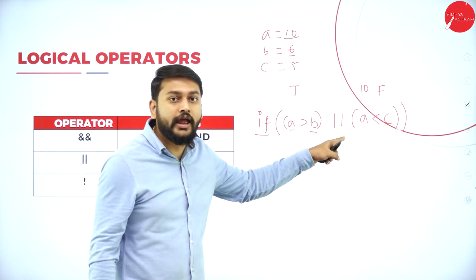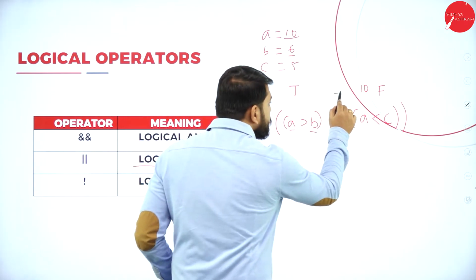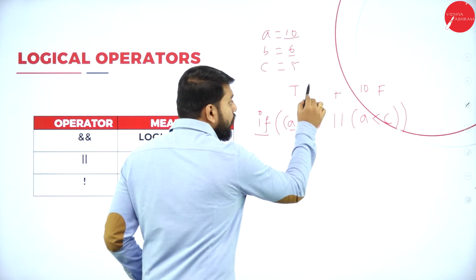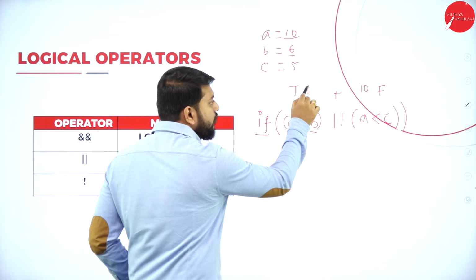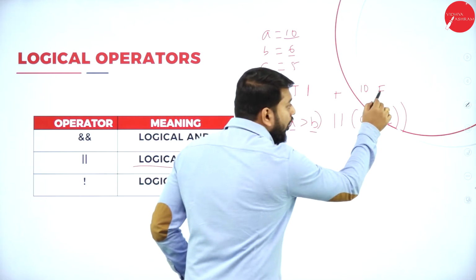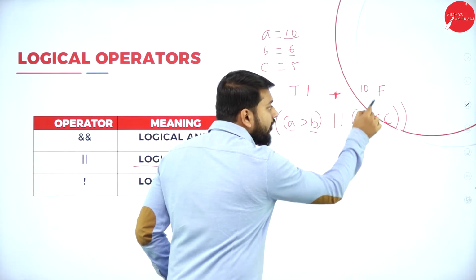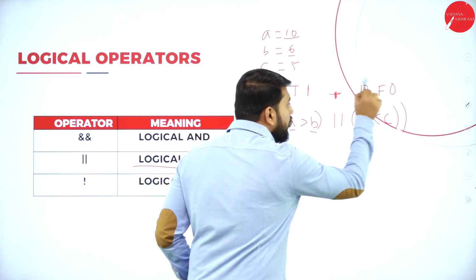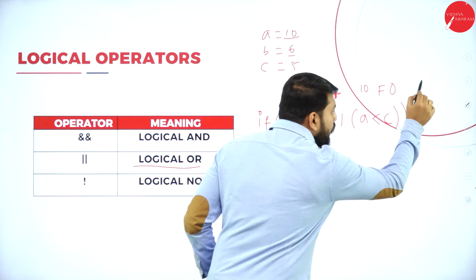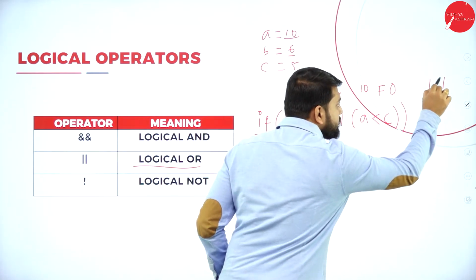So, what is the operator I have here? OR. OR in the sense of plus. True in the sense of 1, false in the sense of 0. So 1 plus 0 will give you 1. And 1 in the sense of true.